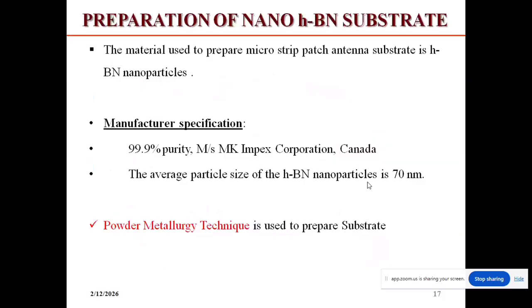First of all, in this presentation, I'm mentioning a hexagonal boron nitride substrate. The HBN ceramic substrate is the substrate used for this case study. This substrate material is imported from Canada. The average particle size of the HBN nanoparticle is 17 nanometers, and in this work the powder metallurgy technique is preferred for preparing the substrate.